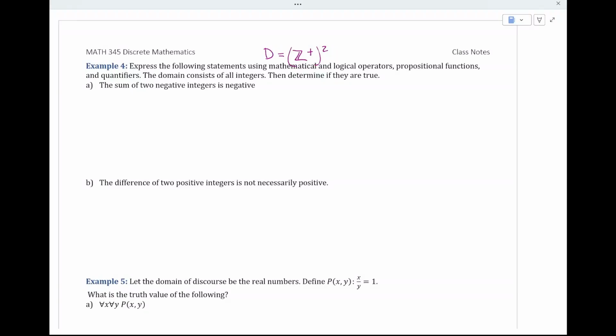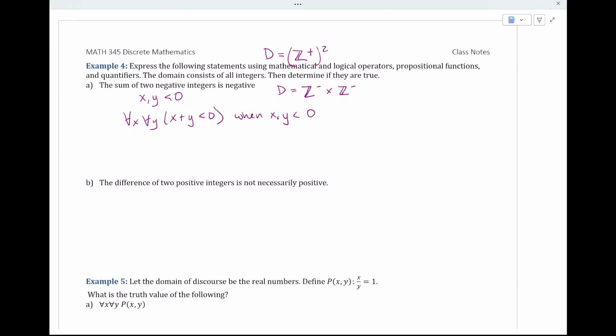Part A, the sum of two negative integers is negative. Well, so I know that x and y are both less than 0. They're negative. Another thing I could say is that my domain for this one is Z minus cross Z minus, negative integers. I'm looking at the sum of two negative integers is negative. So for all x and all y, x plus y is less than 0 when x and y are less than 0.